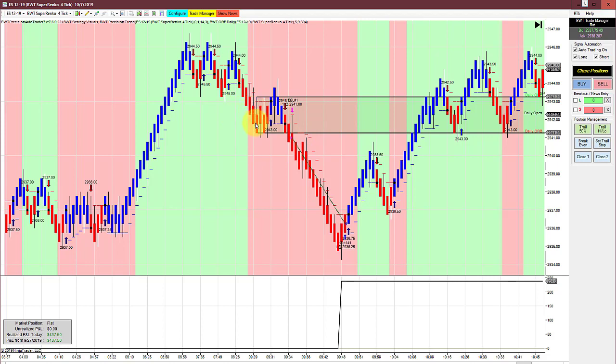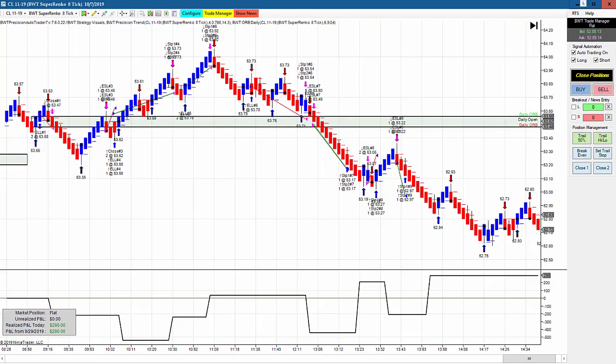But this is an example of the open range filter. Without this, we could have gone short here. Because of the higher time frame filter, it wouldn't have taken this long. But in any case, this did pretty good here.